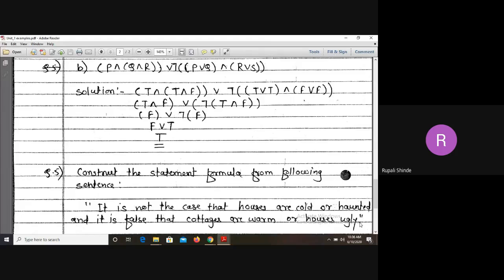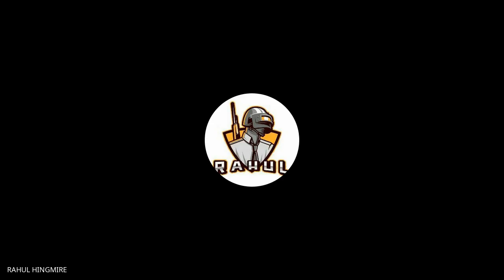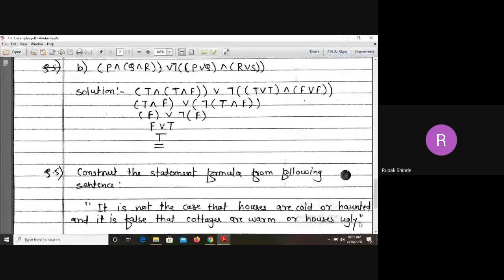Can you tell me how many atomic statements are here? Ma'am, four statements are there. Okay, what are those statements? It is the case that houses are cold. Second, houses are haunted. Third, cottages are warm. Fourth, houses are ugly.